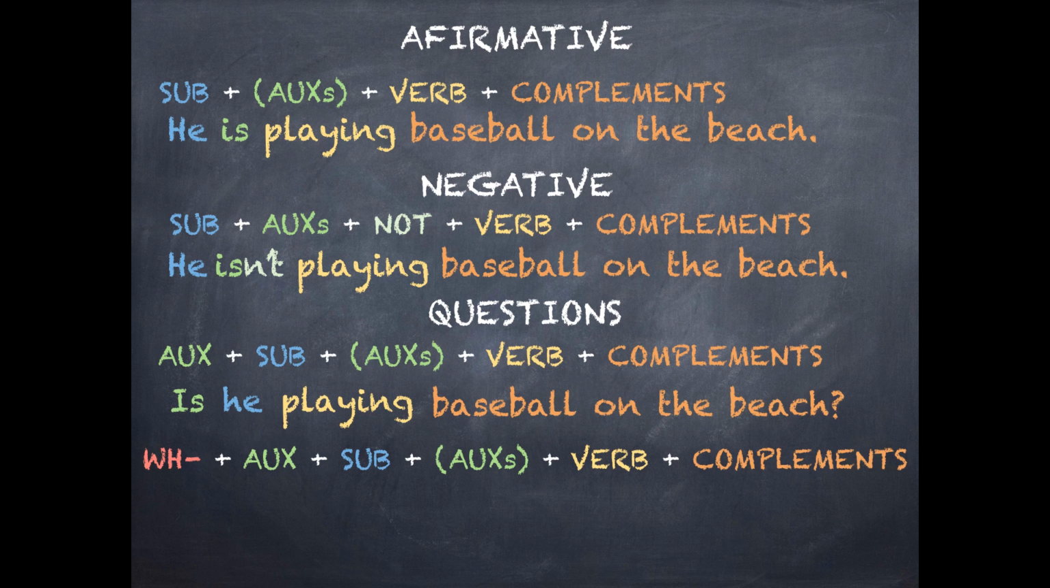Now, when we don't know some information, we use the WH element, an interrogative particle, which is always the first word in the sentence, keeping the rest of the interrogative structure. Look at that. Is he playing baseball where? Where is he playing baseball? The WH element originates as a substitute of the subject or complement it refers to, but it always moves to the beginning of the sentence.